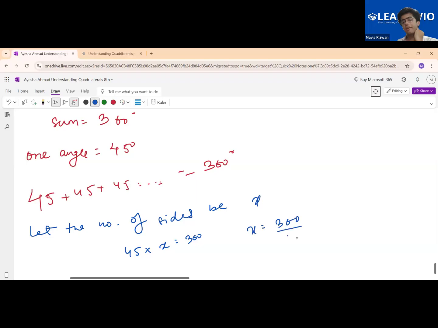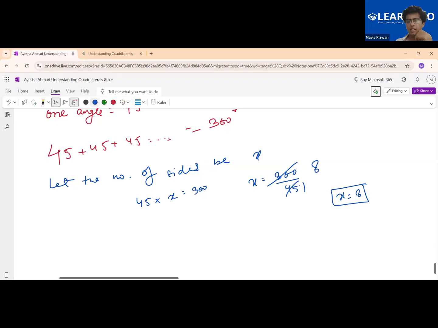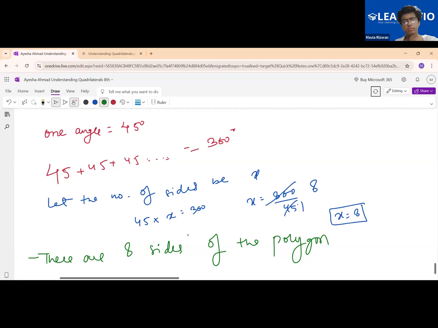Now from here we can find out x is equal to 360 by 45. 45 ones are 45, 45 eights are 360. So x is equal to 8. So there are 8 sides in this regular polygon. So this is a regular octagon. Therefore, there are 8 sides of the polygon. Is this clear, Aisha, now? Yes, sir. Please note this down.